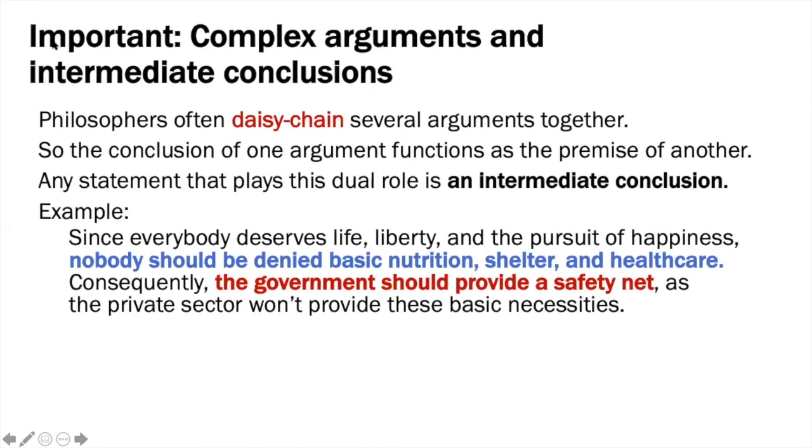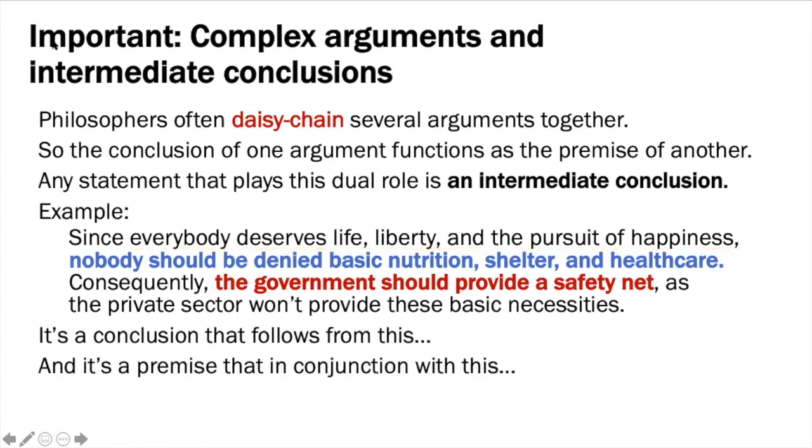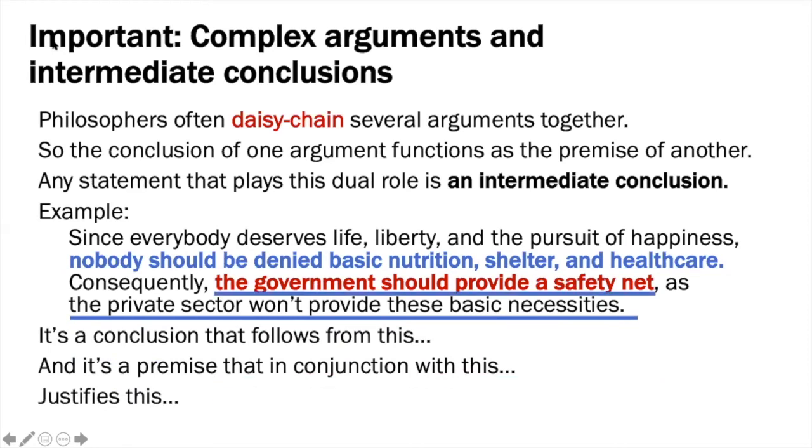And the intermediate conclusion is here in blue. Nobody should be denied basic nutrition, shelter, and health care. That's what links the first argument to the second one. So it's a conclusion that follows from this. Since everybody deserves life, liberty, and the pursuit of happiness, therefore, no one should be denied basic nutrition, shelter, and healthcare, presumably because those things are part of life, liberty, and the pursuit of happiness. So that's the conclusion of that initial argument. But it's also a premise that in conjunction with this claim justifies the conclusion. It's a conclusion of the first argument, but then it becomes a premise in another argument.